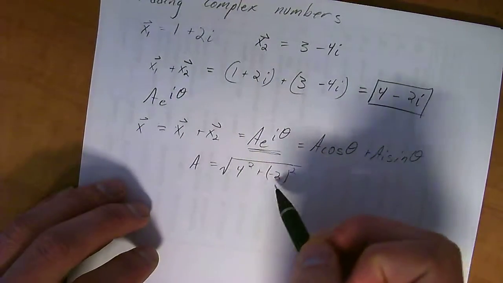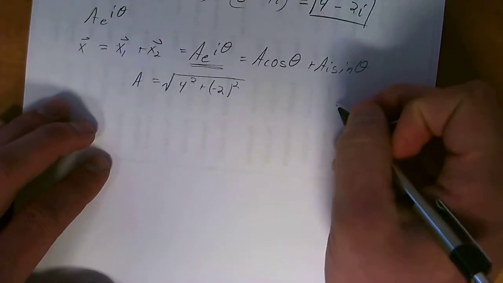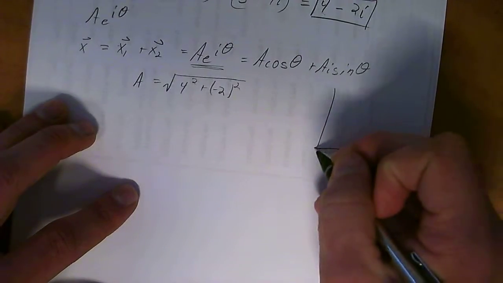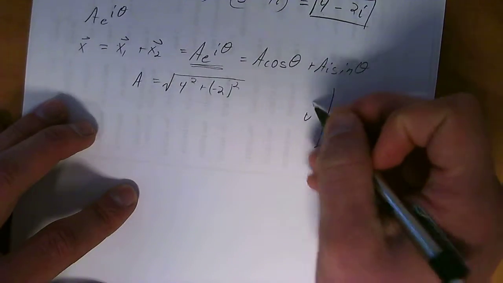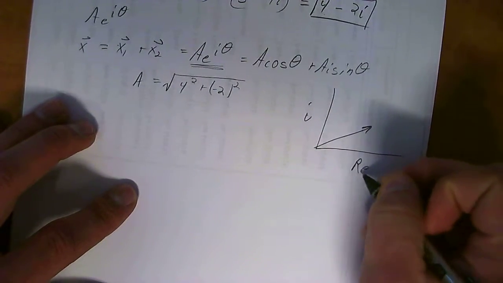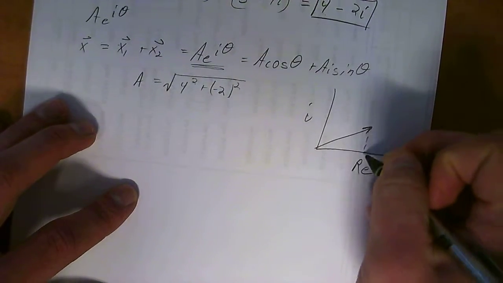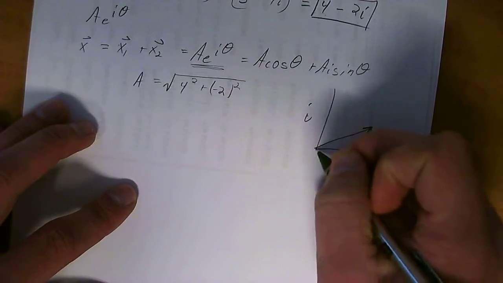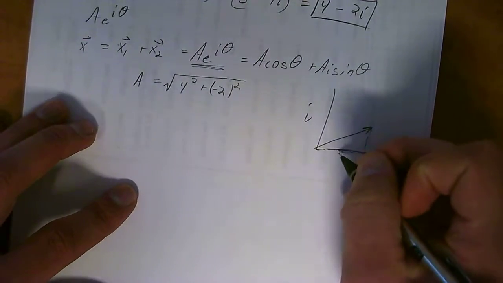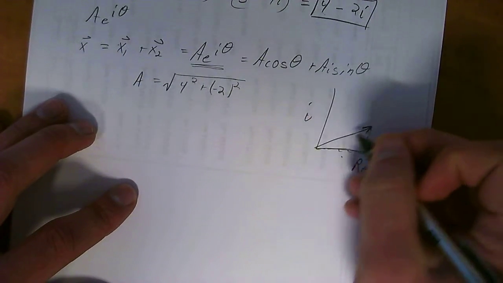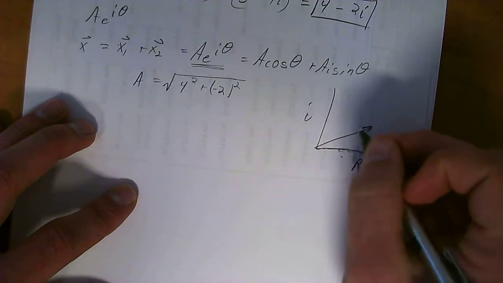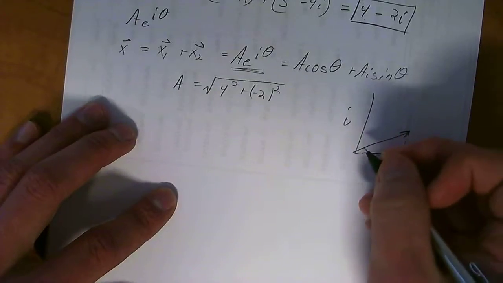And you can recognize this as Pythagoras' theorem, because if you're looking on a chart and you have some vector, you have the imaginary part and the real part, then you have the imaginary component of it right here and the real component of it right here. So a squared plus b squared, square root of it, gives you the amplitude, basically, which is the length of this vector. So that's where this comes from.